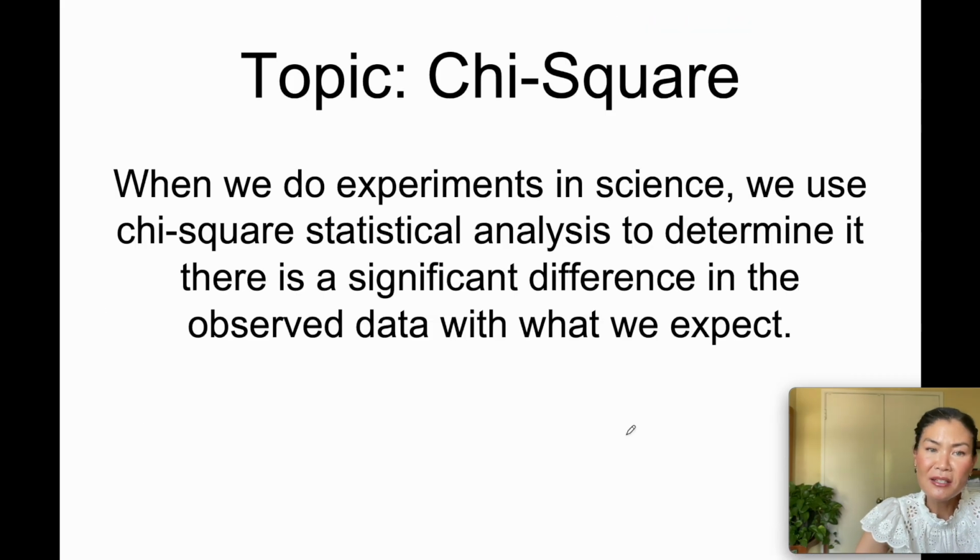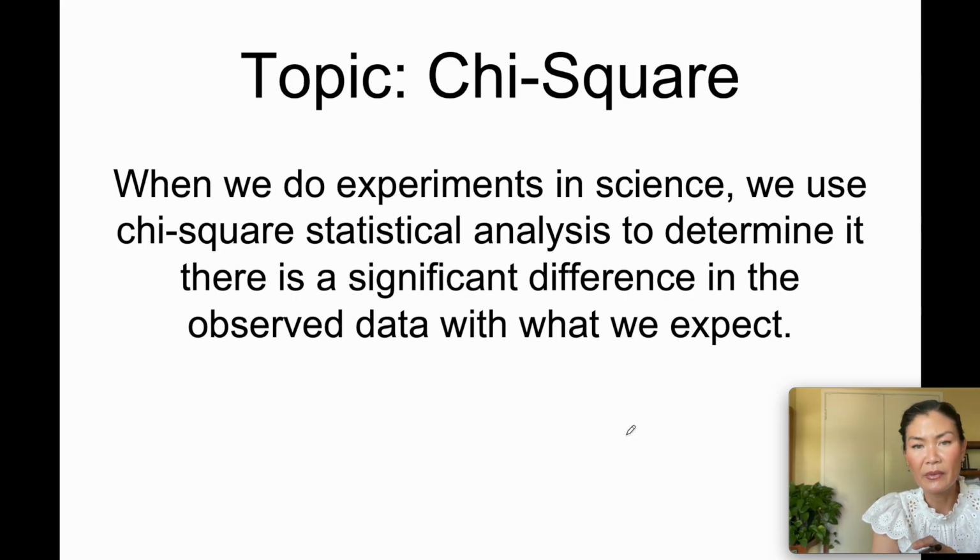All right, so our last topic today is chi-square. When we do experiments in science, we use chi-square analysis, statistical analysis, to determine if there's a significant difference in the observed data from what we expect. When we design experiments and make hypotheses, we have an idea of what to expect. We don't just do experiments with no idea what to expect. We have an idea of what the results are going to be.